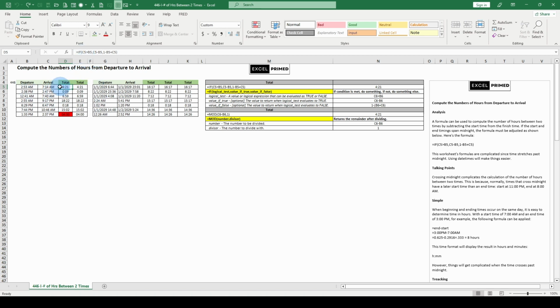If C5 is greater than B5, C5 minus B5. Otherwise, 1 minus B5 plus C5. Is 12:41 a.m. greater than 7? No. 2:55 greater? No. 6:29 greater than 6:47? No. 7:44 p.m., 10:46 a.m. Yes.